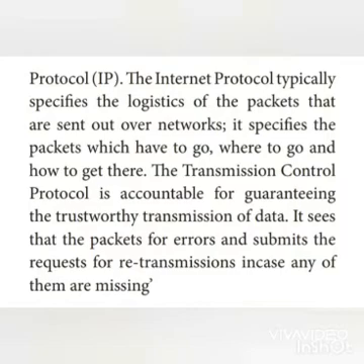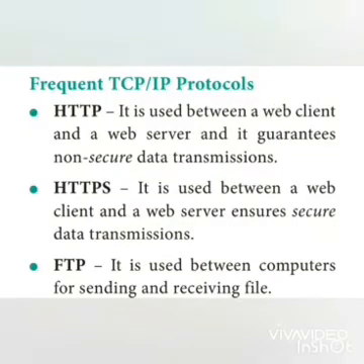Internet Protocol uses IP addresses to deliver the packets. It is an unreliable protocol, whereas TCP is a reliable protocol. The IP protocol does not guarantee delivery of information, whereas the TCP protocol guarantees the delivery of information. Next one is frequent TCP/IP protocols. So frequently these protocols were used in TCP/IP: HTTP, HTTPS and FTP.